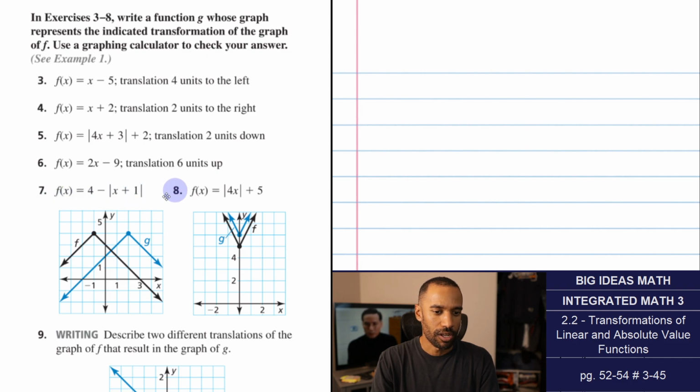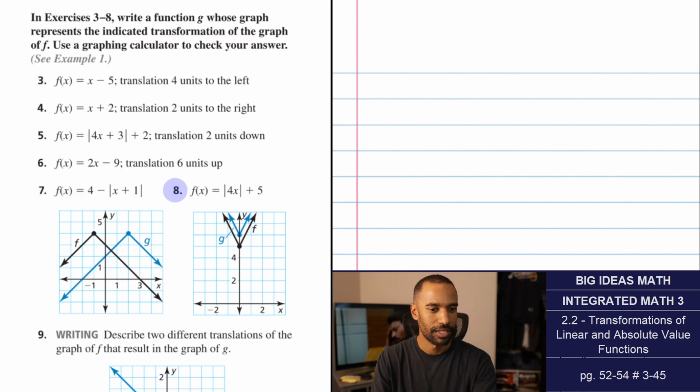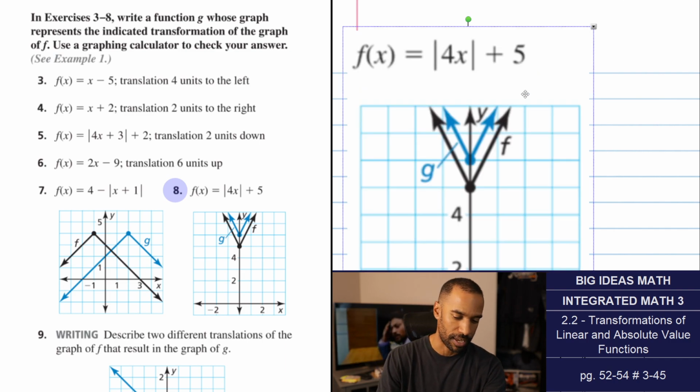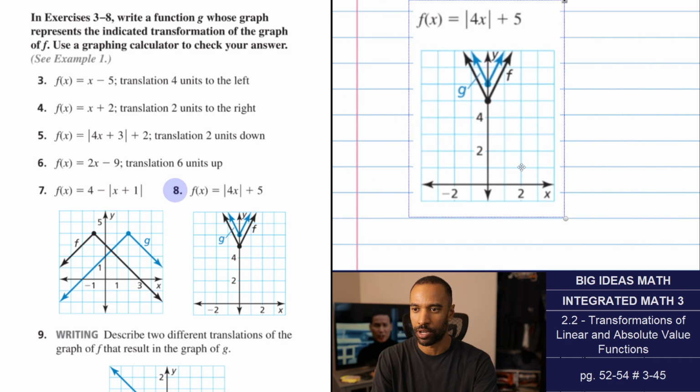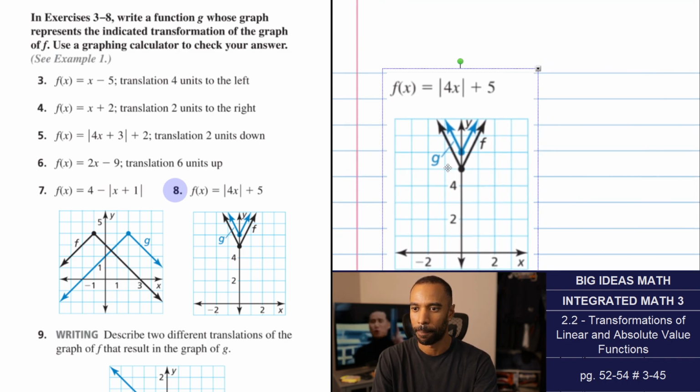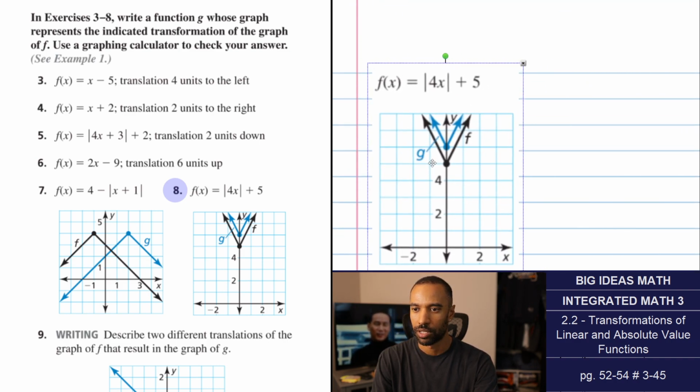Number 8's kind of small on the graphing front, but we're still going to discover what it is they're doing. They're all translation based, so at least there's ease on that. We know it's not a reflection or a stretch or anything like that. And we'll get to those. Let's put it here.